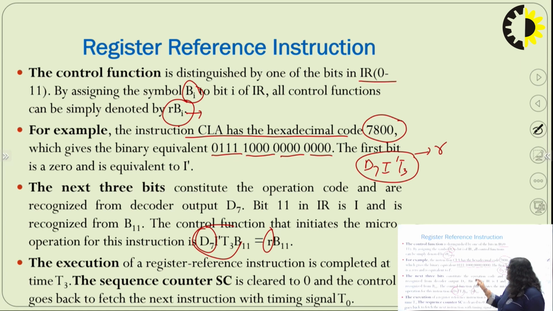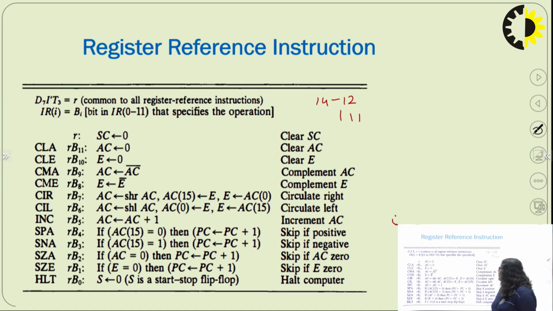CLA is the B11 instruction, so it is B11, otherwise it is BI basically. These are the examples. Just see that CLA represents B11, so we take the example of this only. These are the register reference instructions, B0 to B11. These are the 12 register reference instructions: CLA, CLE, CMA, CME, and so on.